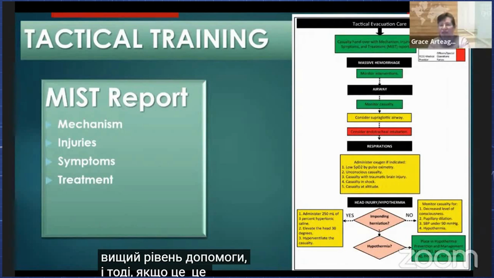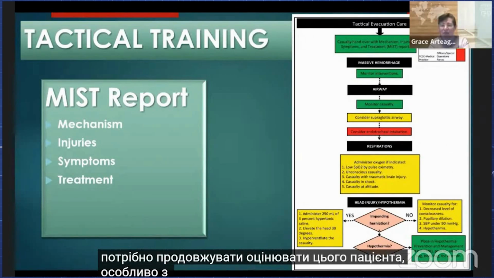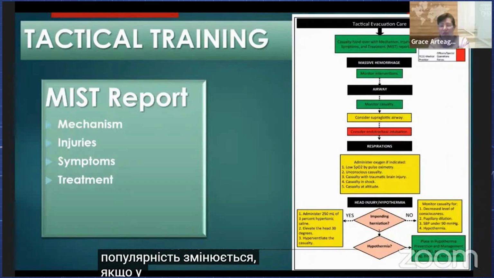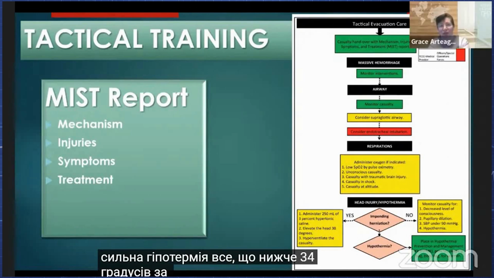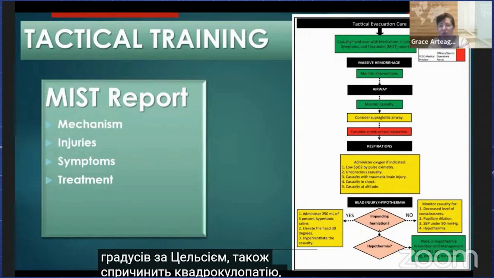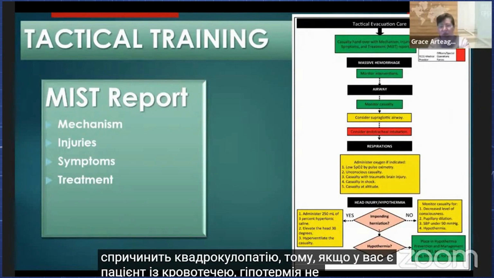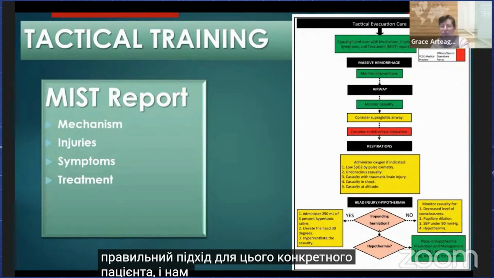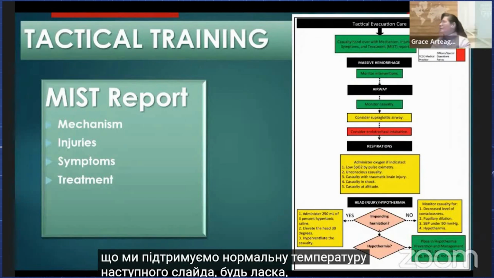And then if that is not a problem, we need to continue to assess that patient, particularly the level of alertness and the pupillary changes. If the patient has hypothermia, remember, severe hypothermia, anything less than 34 degrees centigrade, will also cause coagulopathy. So if you have a bleeding patient, hypothermia is not the right approach for that particular patient, and we need to make sure that we maintain a normal temperature. Next slide, please.